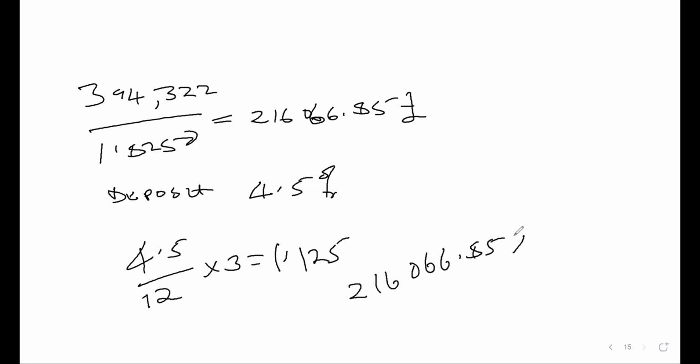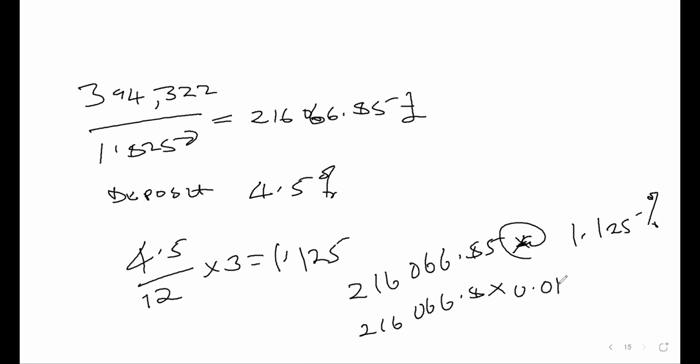So now you have your 216,066.85 pounds. You put it in a fixed deposit at the rate of 1.125%. What will be your maturity amount? Remember, your maturity will be 216,066.85 times 0.01125. This will be the interest plus the principal. So how much interest will your money earn? 2,430.75? Sorry? 2,430.75. Yeah.